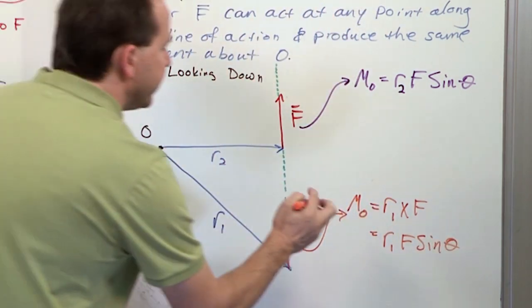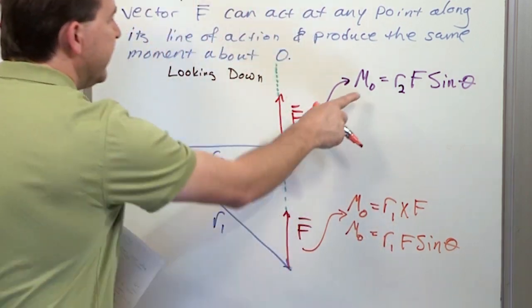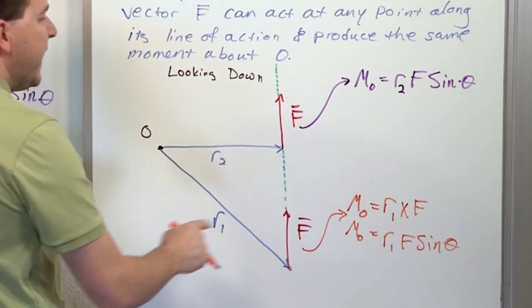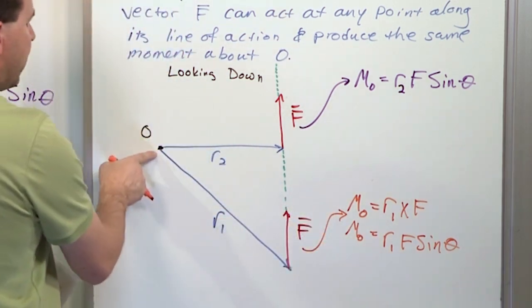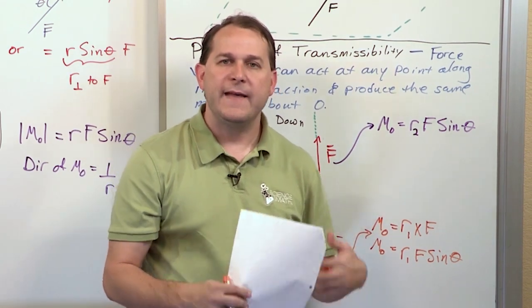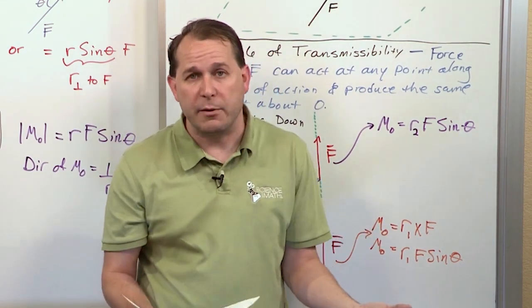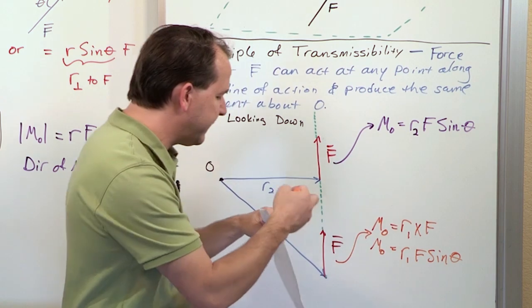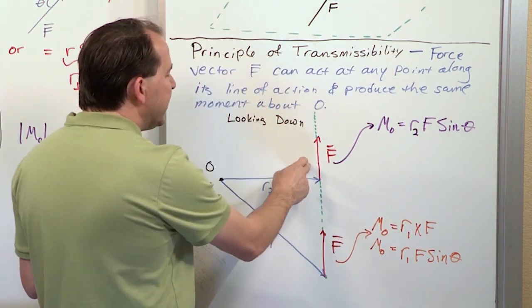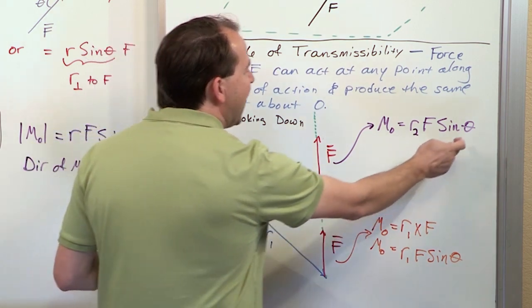So the question is, if this is the moment produced by this force when it's oriented here, and if this is the moment produced by this force when it's oriented here, how do we know that these two are the same? And the answer is, I mean, we could actually put numbers to it. I could prove it to you that way, but I want you to think a little bit deeper than that, okay?